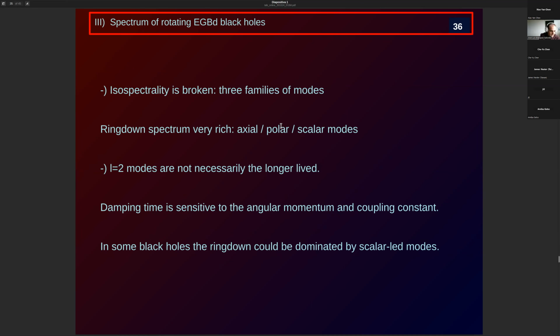The idea, and I insist on that, is that isospectrality is broken. We have these three families of modes. The ringdown is very rich. We have axial, polar, and scalar modes.